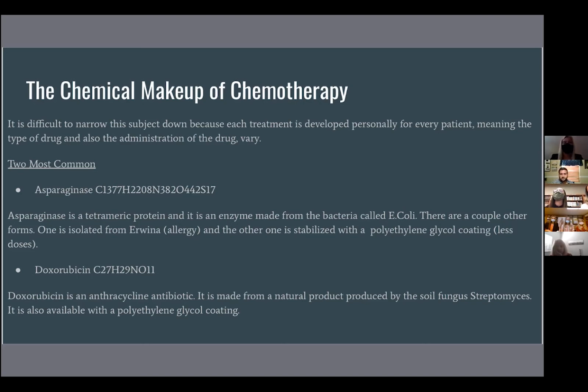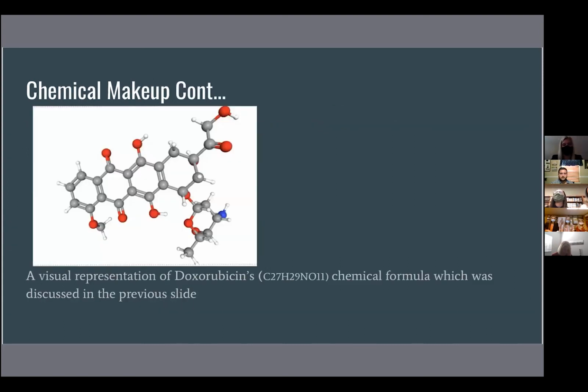Again, its chemical formula is displayed right beside its name. It is an anthracycline antibiotic, and it is made from a natural product produced by the soil fungus Streptomyces. And again, it is also available with the polyethylene glycol coating. Here is a visual representation of doxorubicin's chemical formula. And it goes as follows. Carbon 27, which is the gray spheres, hydrogen 29, which is the white spheres, nitrogen, which is the blue sphere, and oxygen 11, which is the red spheres.